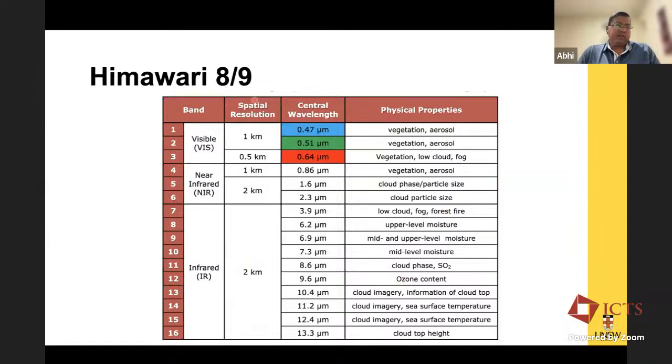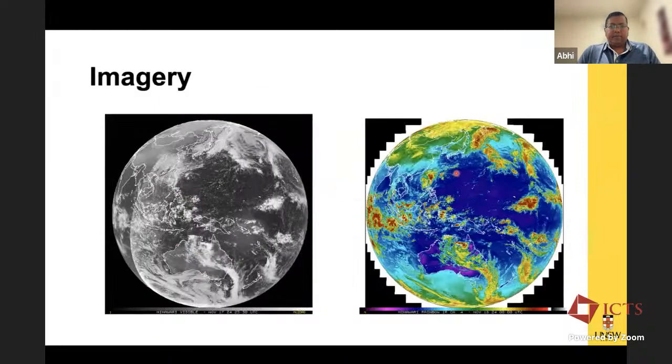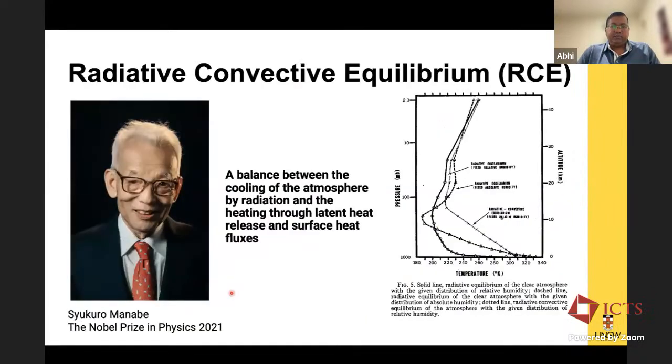These bandwidths, for example for the Himawari satellites, would be in the visible spectrum, in the near infrared, and in the infrared, and they are all quite sensitive to different physical properties that are seen from the satellite. This imagery basically shows the difference in visible and in the infrared. Again, it's basically looking at the atmosphere at different wavelengths.